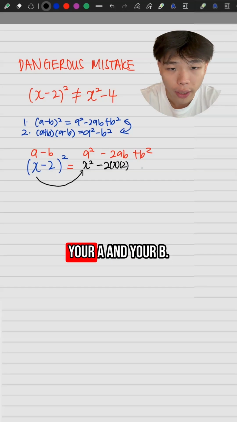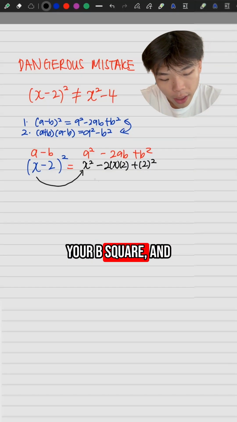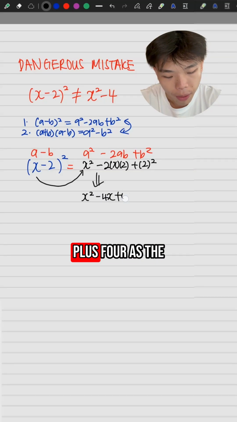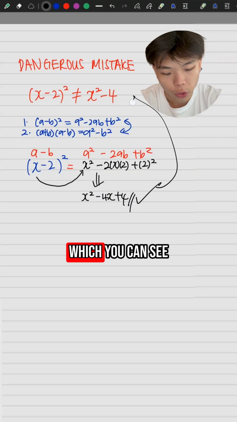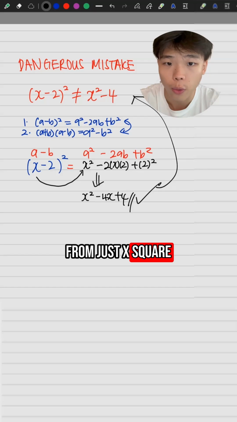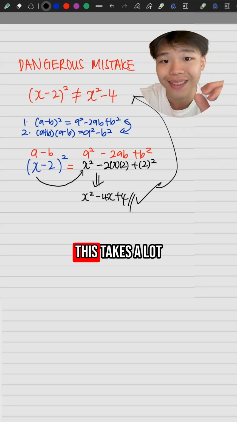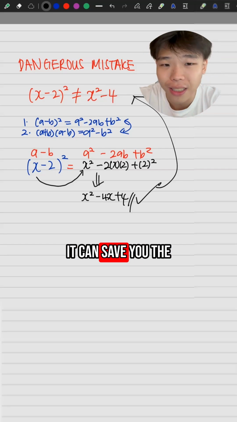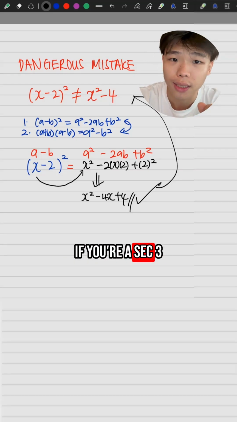You just directly copy your A and your B, and then you copy your B squared, and then from here you finally expand to give you x squared minus 4x plus 4 as the correct answer, which you can see is very different from just x squared minus 4. This takes time, this takes a lot of practice to get used to expanding things properly, but I promise you it can save you the most amount of marks, especially if you're a Sec 3 E-Math student.